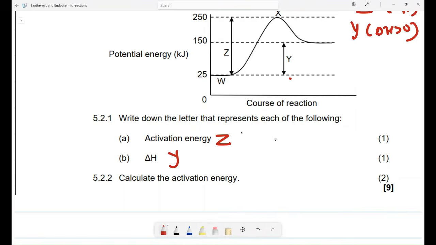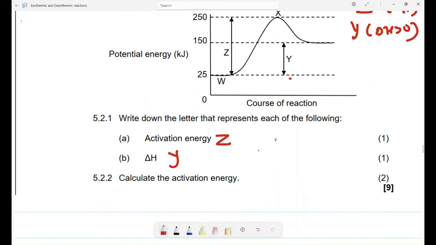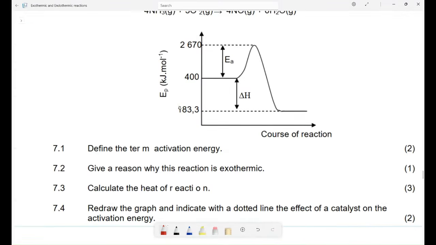Calculate the activation energy. Remember, the activation energy is from the reactant to the activated complex. So now our EA, there is no formula for that one. EA is the energy of the activated complex, which is 250, minus the energy of the reactant, which is 25. So our answer is 225. But the units are very important: kilojoules. Done. Very easy, straightforward. Then let's move on to the other one quickly.